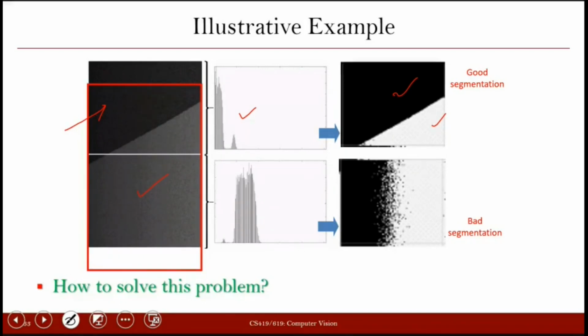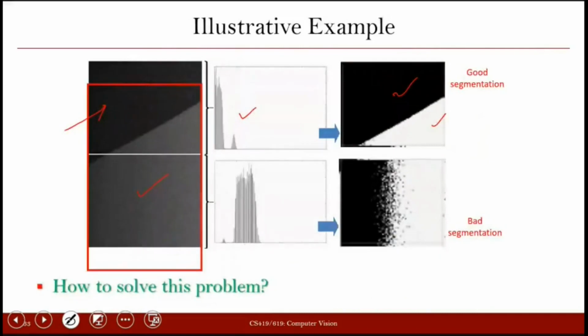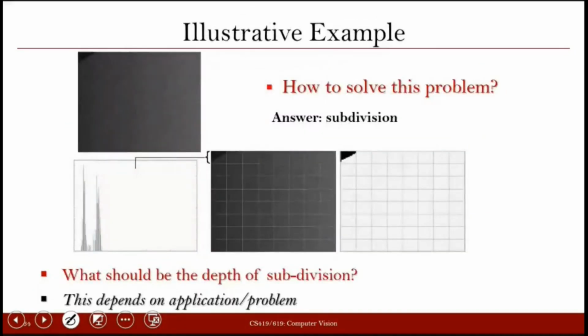So this particular rectangle is saying that in this region the size of the partitioning is okay, but in the second region the size of the partitioning is not fine. If you choose that size, then we see that the segmentation results are still poor. So how to solve this problem? Again, the solution comes from subdivision. Further, you have to subdivide this region.